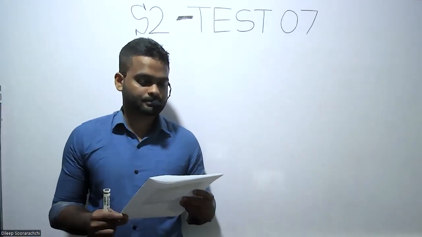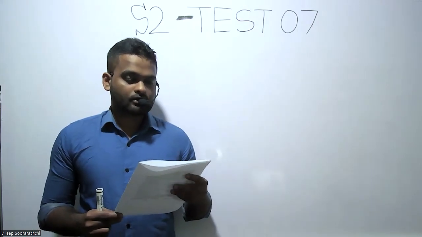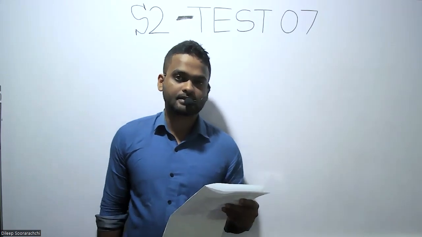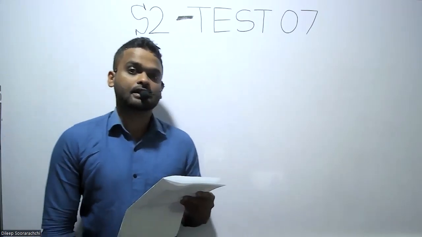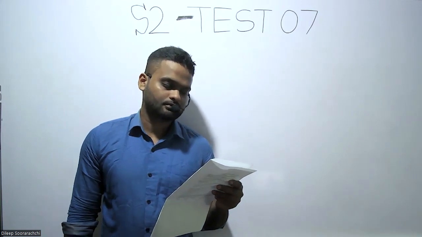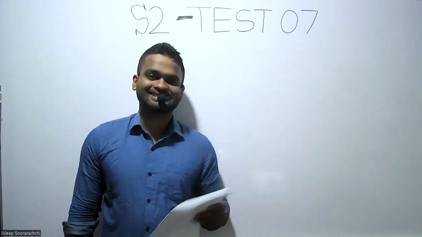Fourth question. When an object is placed in front of a lens at a distance 27 centimeters, the linear magnification of the virtual image is 1/4. The focal length of the lens is, right.